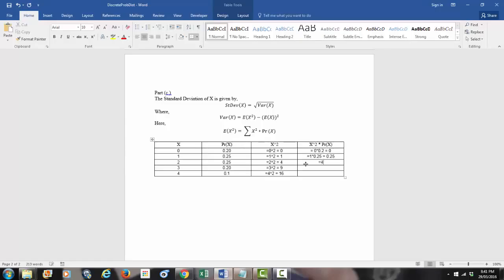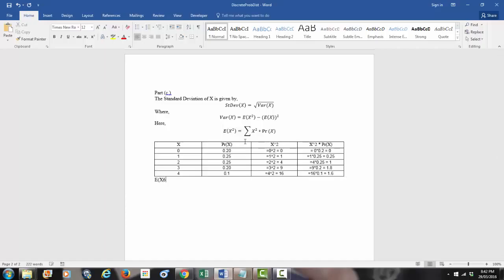The next one is 4 multiplied by 0.25, which is equal to 1. And then the next one is 9 multiplied by 0.2, which is 1.8. And then lastly we have 16 multiplied by 0.1, which is equal to 1.6. Sorry about all the mistakes. Okay, so now we've done this component, we now need to just apply the sum operator.